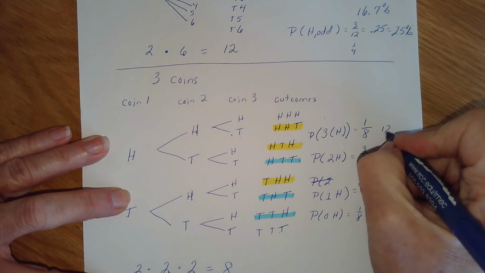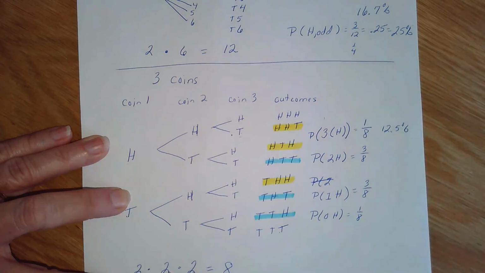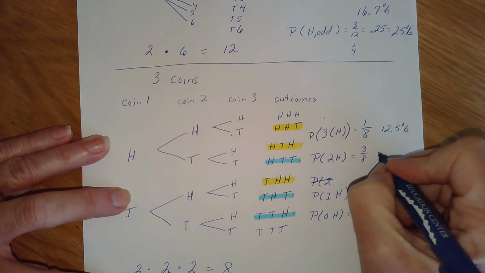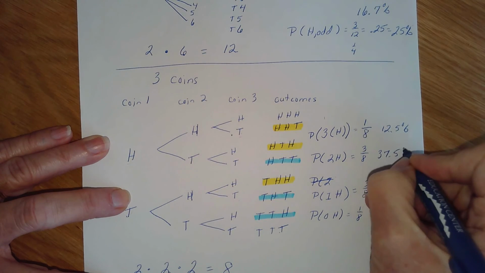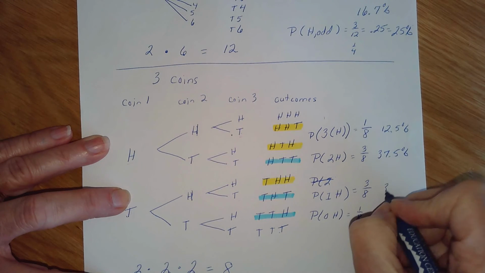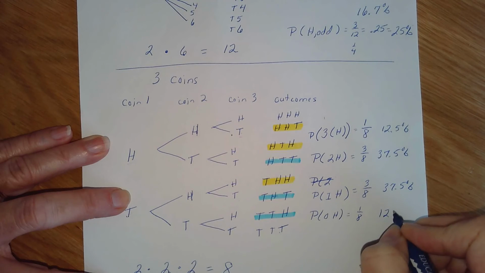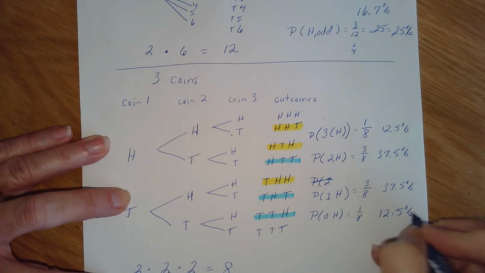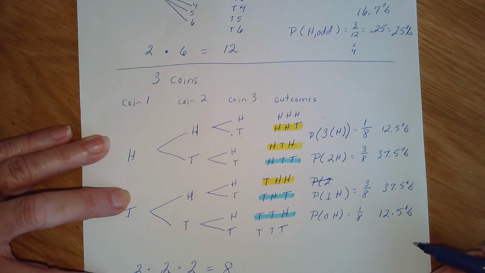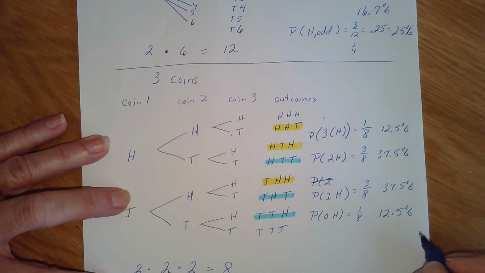So 1/8 happens 12.5% of the time. 3/8 happens 37.5% of the time. And again, back down here, 12.5%. Now, if you add these up, you'll see that these actually total 100%.